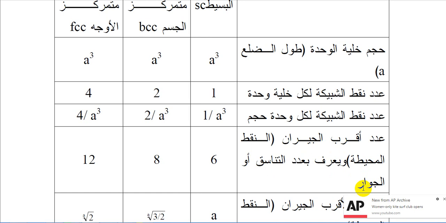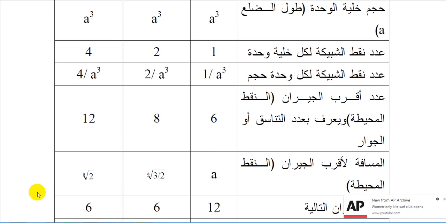النقاط في الأركان زائد النقاط الموجودة في داخل المكعب. The corner points plus the lattice points that coexist inside the cubic cell, whether the cell is SC, BCC or FCC. I'm telling you: 6 for the SC and 8 for the BCC, and the FCC possesses 12 lattice points, or 12 closest neighbors.